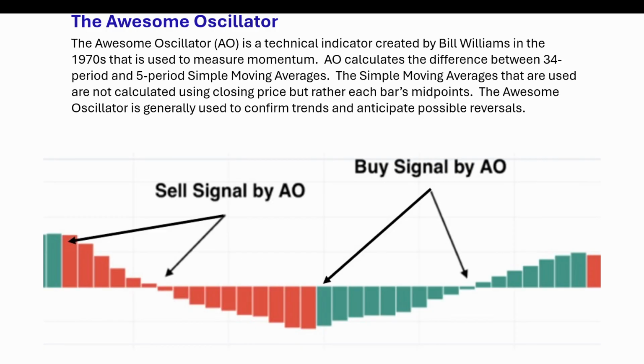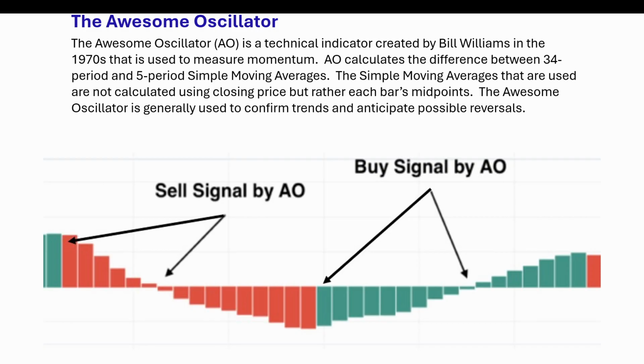Another important component of my trading strategy is the Awesome Oscillator. The Awesome Oscillator, or AO, is a technical indicator created by Bill Williams in the 1970s that is used to measure momentum. AO calculates the difference between 34 period and 5 period simple moving averages. The simple moving averages that are used are not calculated using closing price, but rather each bar's midpoints.